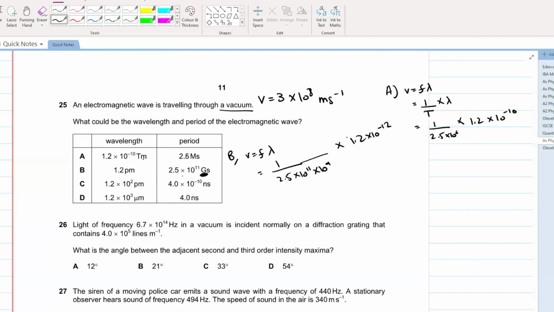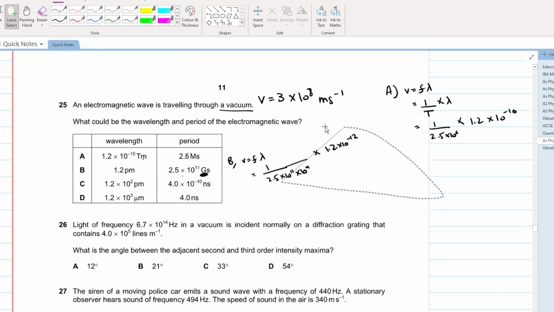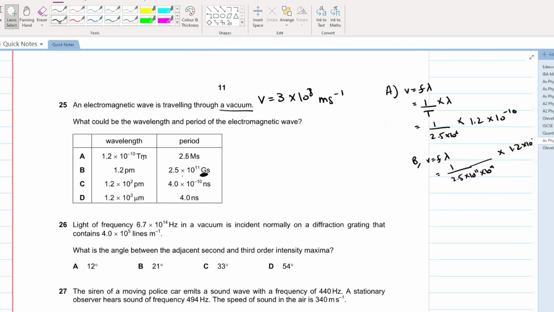10 to the power of minus 12 divided by 2.5 into 10 to the power of 20. No, this also is not my answer. Let's leave this out. Let's try option C. Beta, are you guys getting what I am doing? This is also not my answer because my velocity is not coming out to be 3 into 10 to the power of 8. Let's try out option C.